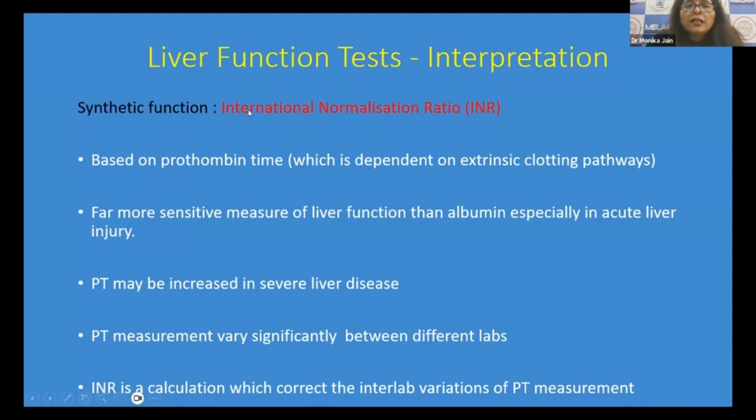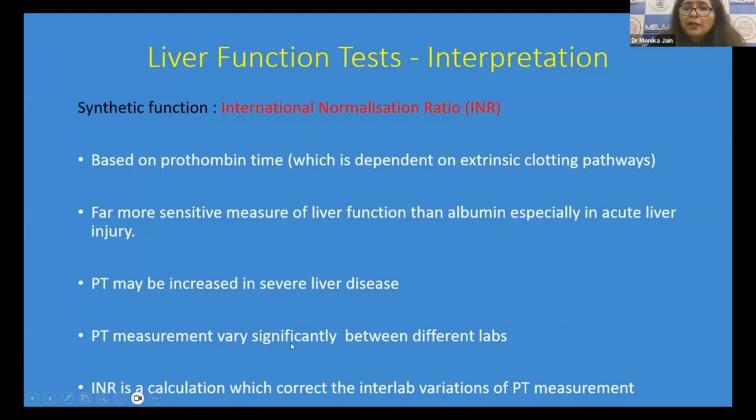Coming to the second synthetic function of the liver, that is the INR. This is basically the international normalized ratio. This is based on prothrombin time, which is dependent on the extrinsic clotting pathway in our body. This appears to be far more sensitive than albumin, especially when the injury is acute, because in acute injury, albumin may remain normal, but by looking at the INR, we can suspect that this is probably an acute injury to the liver. PT may be increased in severe liver disease.